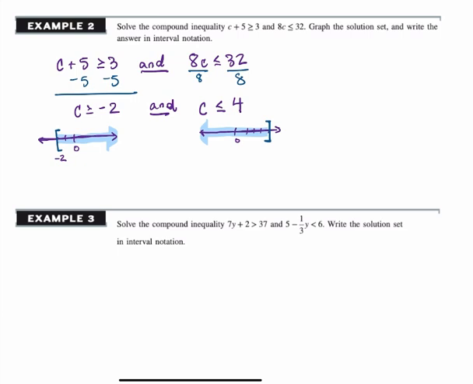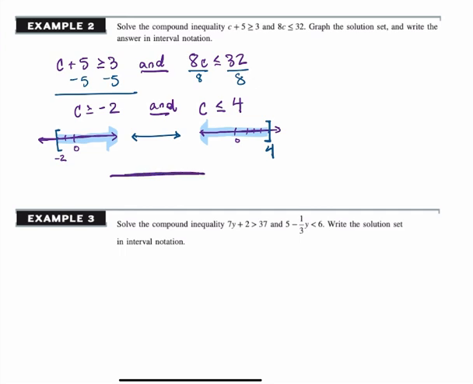So since this is an "and" question, I'm going to imagine combining these two solutions together, but only include where they overlap. So on the left solution, it's from negative 2 onward to the right, and on the right solution, it's everything from the left up until positive 4. So this means we'll just have everything in between negative 2 and 4 as our solution. So only where they both agree on the answer. It's another way to look at it.